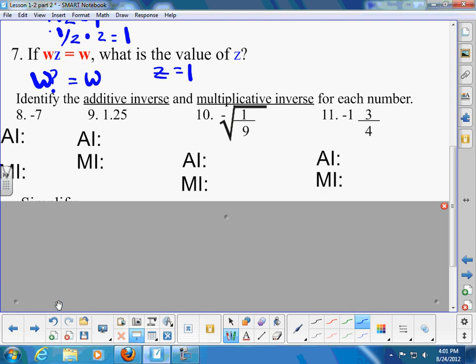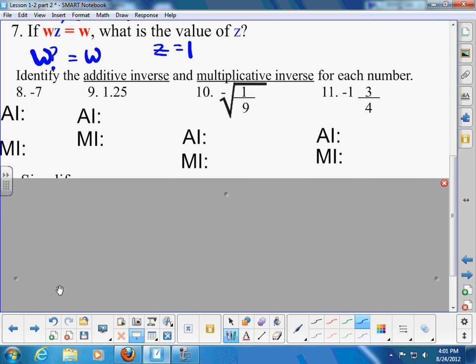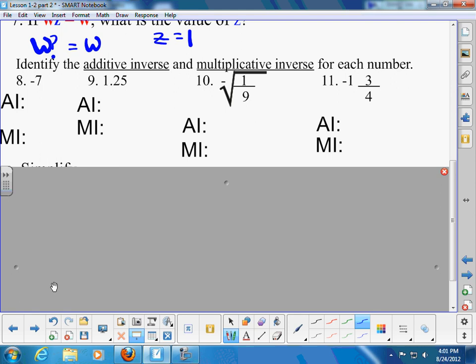To continue the notes, we go on with the next examples, which we are asked to identify the additive inverse and the multiplicative inverse for each number. I have abbreviated here AI for additive inverse and MI for multiplication inverse. The additive inverse of a number is just simply going to be the opposite sign. So the additive inverse of -7 is +7.